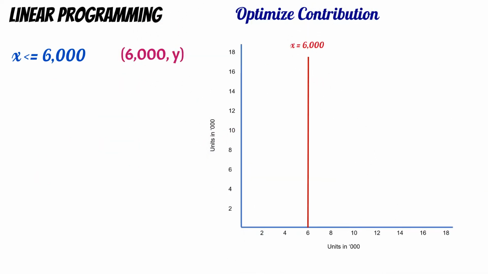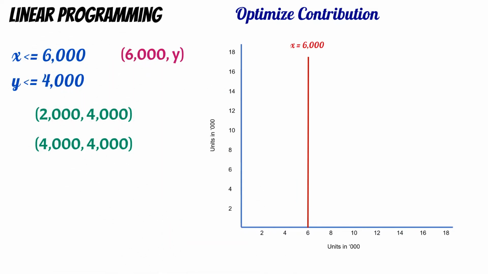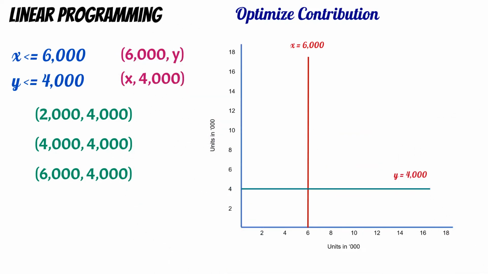Similarly, for y is less than or equal to 4,000, no matter the value of x, the value of y will always be 4,000. This time, we plot a straight horizontal line at y is equal to 4,000.